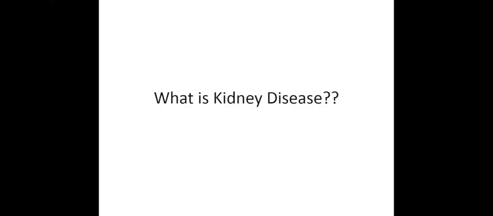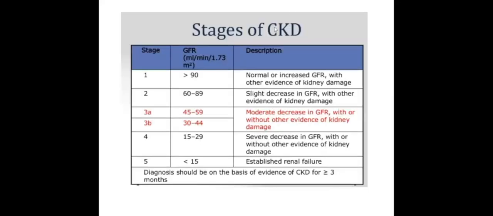Okay. So what are the common kidney diseases which can be experienced by the population? If we talk about the stages of CKD, if the GFR is greater than 90 ml per minute, it means the GFR is normal or increased, with other evidence of kidney damage.